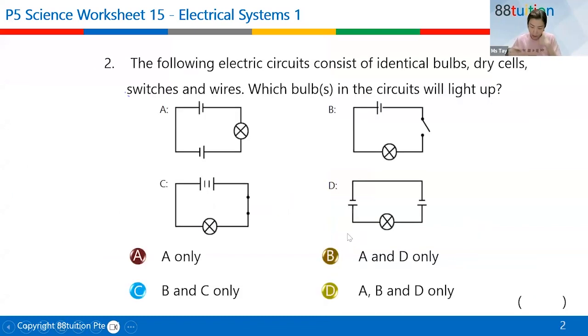Next one. Okay, these following electric circuits consist of identical bulbs. We completed this, isn't it? And we talk about the torch. You were playing with the torch. You put the batteries in the different direction. Wheeler played with the torch before, right? I remember last week you were nodding. Oh, yeah, you did that. Okay, so we already found out the answer here.